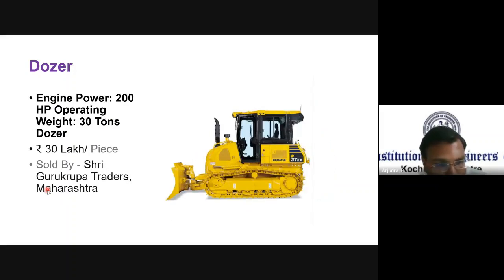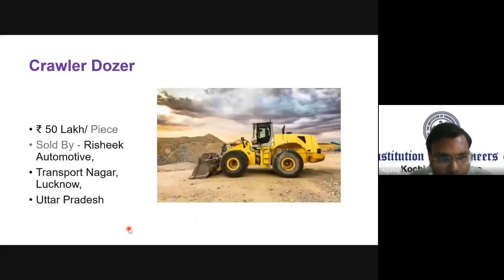Sri Guru Krupa Traders from Maharashtra is also manufacturing dozers, which come around 30 lakhs per piece, where the engine power is going to be 200 horsepower. The operating horsepower is 200 horsepower, which is the engine power, and the weight of this dozer is going to be 30 tons. Okay. You have a crawler dozer where the cost is going to be 50 lakhs per piece. It is being sold by Resik Automotive, located in Lucknow, Uttar Pradesh.